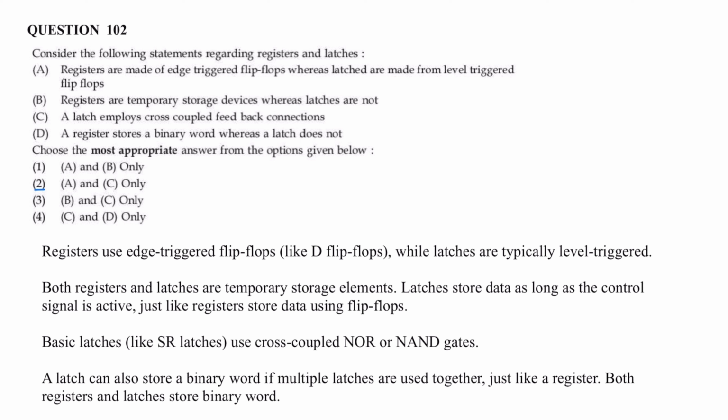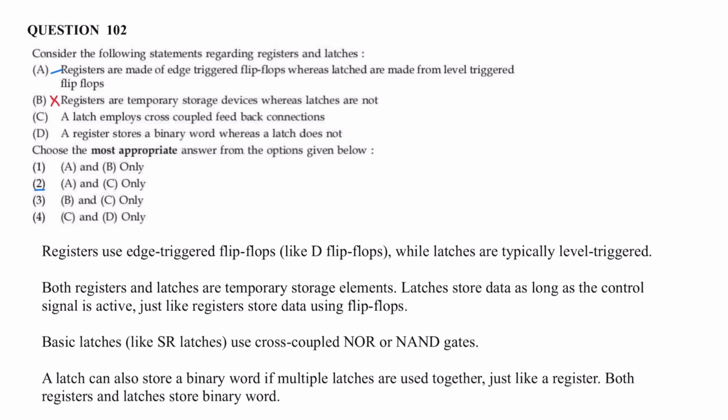Next question. Consider the following statements regarding registers and latches. Statement A, registers are made up of edge triggered flip-flops, whereas latches are made up of level triggered flip-flops. Statement A is correct. Registers are edge triggered, whereas latches are level triggered. Statement B, registers are temporary storage devices whereas latches are not. Statement B is incorrect. Registers and latches both are temporary storage devices.